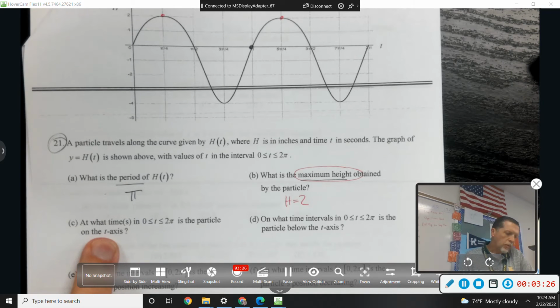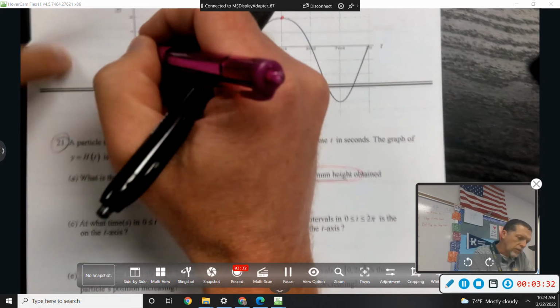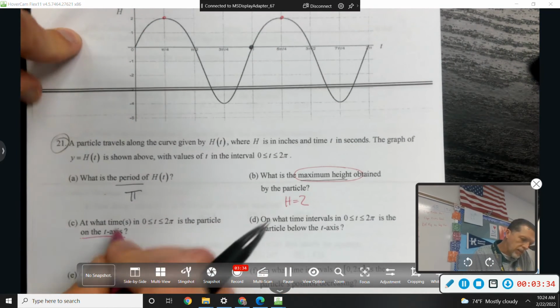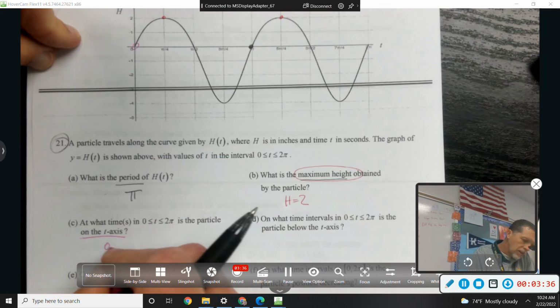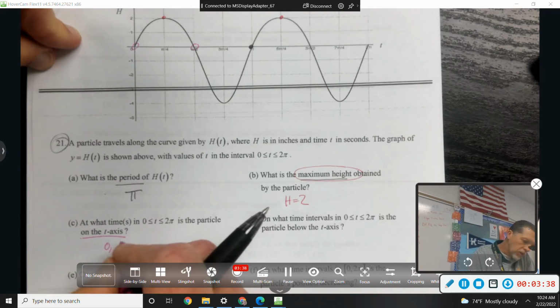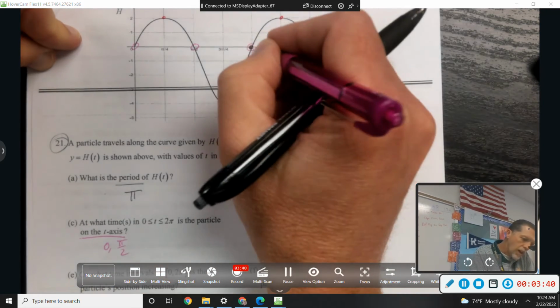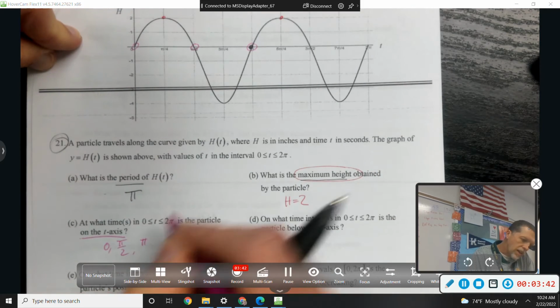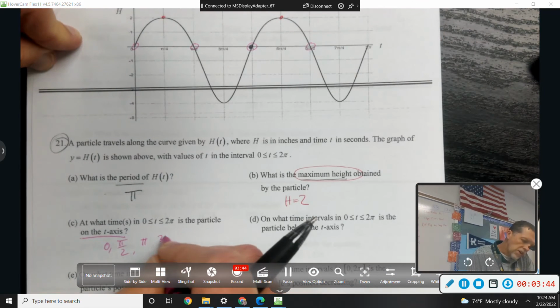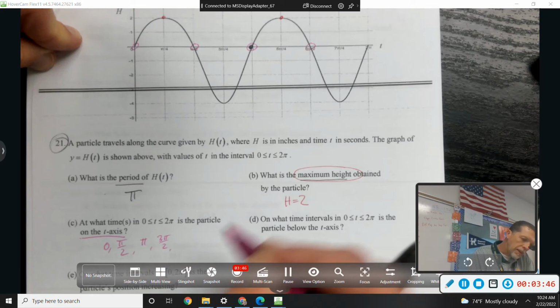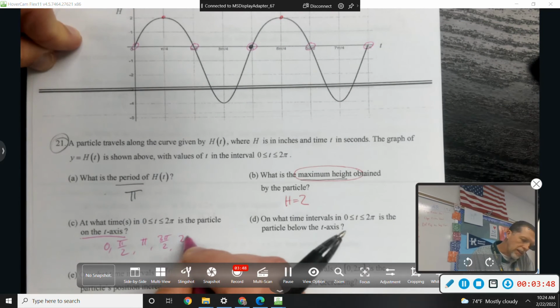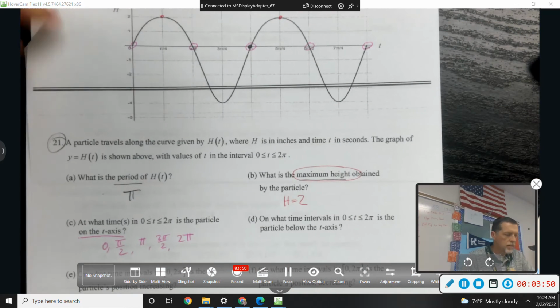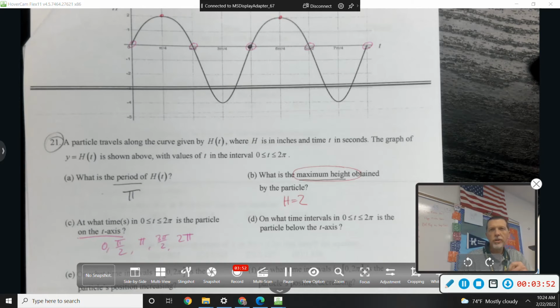Question C. At what time is the particle on the t-axis? Okay, well, it's on the axis at 0, at pi over 2, at pi, at 3 pi over 2, and at 2 pi. Color coding my answers.